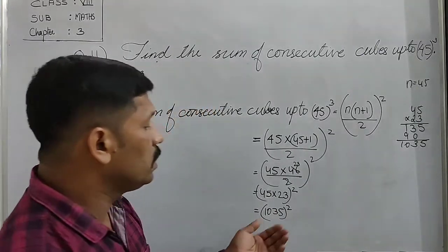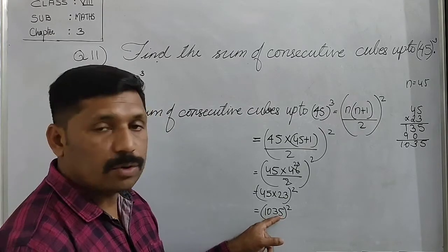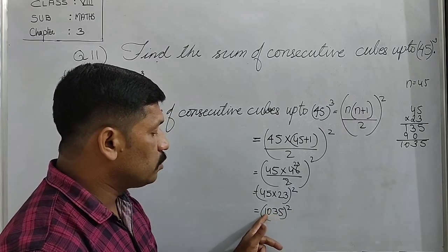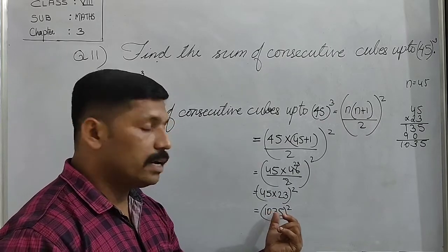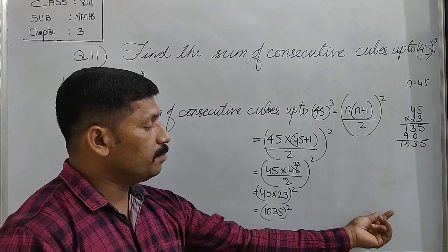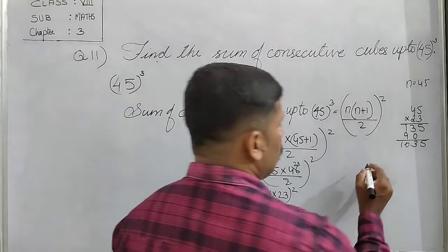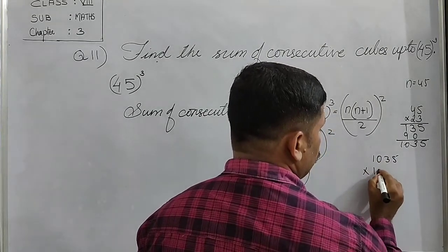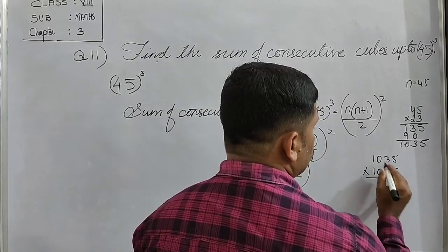We can use a shortcut method. Means the last digit is 5, so its square ends in 5 times 5, 25. That 25 we write. Then the next number is 103 and the one after it is 104. We multiply them and write the result beside 25. Then we get the answer by the direct method. But listen, we will multiply here once. 1035 into 1035, square we have to calculate. 5 5s are 25.